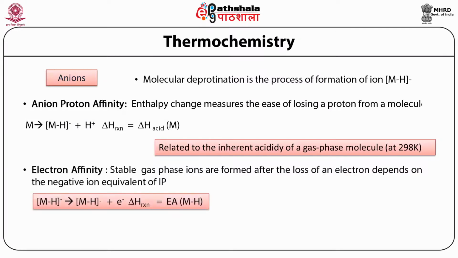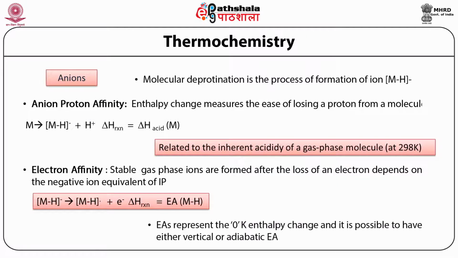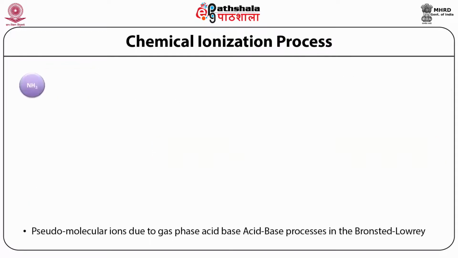The electron affinity: stable gas phase ions are formed after the gain of an electron, depending upon the negative ion equivalent of ionization potential, which is represented by this formula. So electron affinities are represented as 0 Kelvin enthalpy change, and it is possible to have either vertical or adiabatic electron affinity. Chemical ionization process.